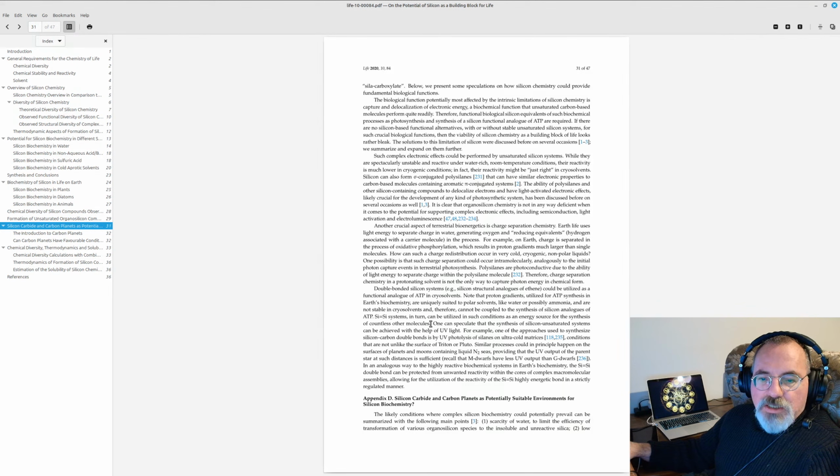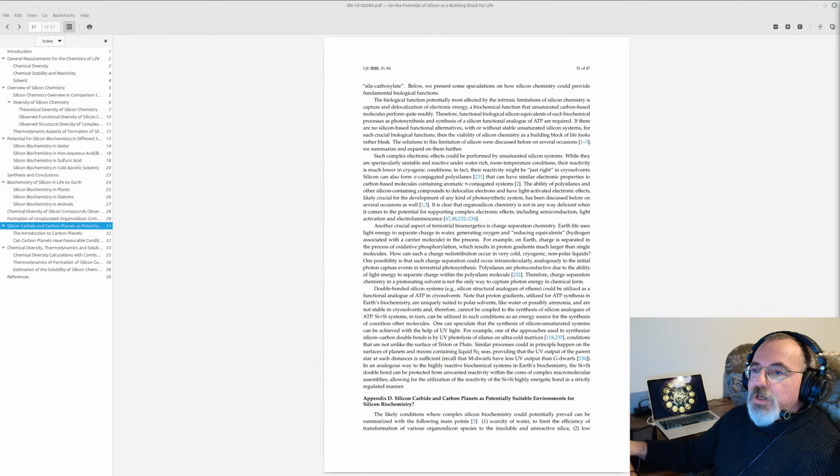One can speculate that the synthesis of silicon unsaturated systems can be achieved with the help of UV light. For example, one of the approaches used to synthesize carbon-silicon double bonds is by UV photolysis of silanes on ultra-cold matrices, conditions that are not unlike the surface of Triton or Pluto. Similar processes could in principle happen on the surfaces of planets and moons containing liquid nitrogen seas, providing that the ultraviolet output of the parent star at such distance is sufficient. Recall that M dwarfs have less UV output than G dwarfs.